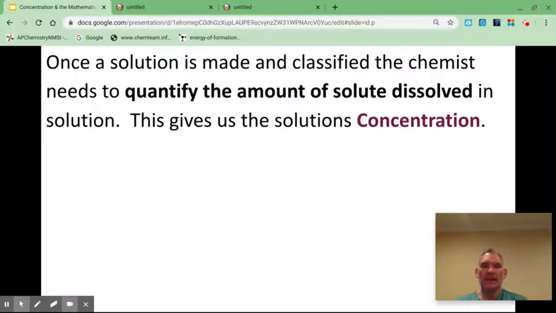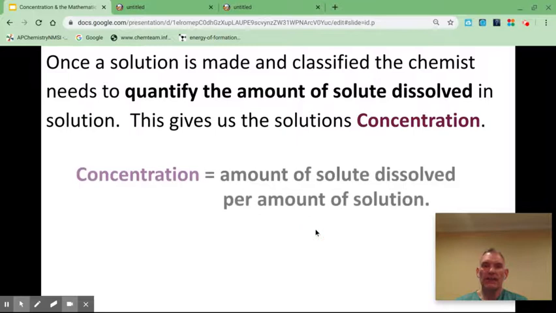Once a solution's made and classified, the chemist needs to quantify the amount of solute dissolved in solution. This gives us the solution's concentration. So if I'm looking for the concentration, I want to know how much of the solute has dissolved in that amount of solution. Now we can relate this to many things that we do at home, making iced tea, making Kool-Aid, making lemonade. If I'm going to mix a solute with water to make a solution, I can determine what the concentration actually is going to be.